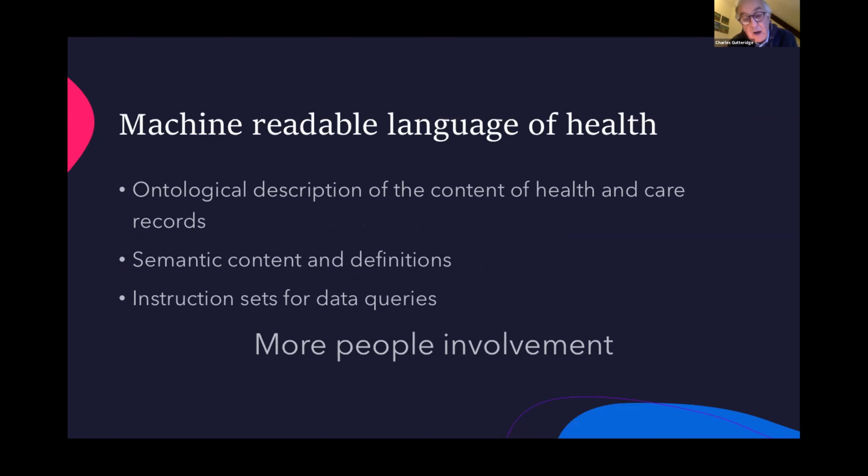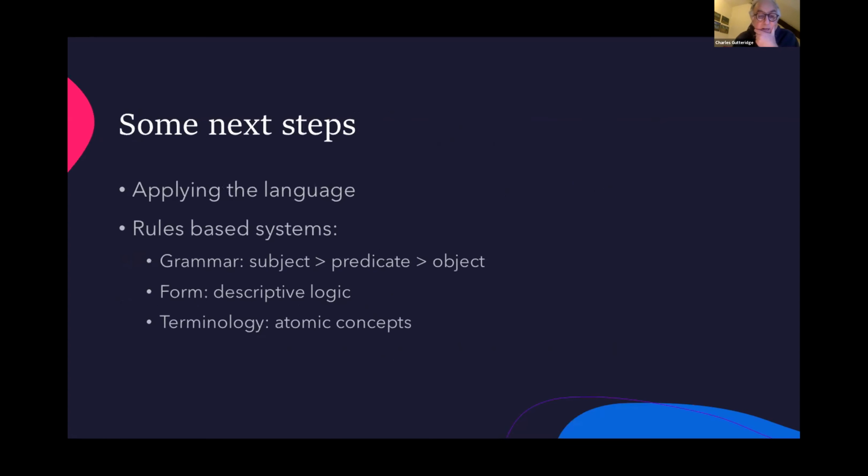We do, I think, all agree again that we need a machine readable language for health, but trying to get over to ordinary people what ontological description of the content of health and care records means is hard. It's hard enough for me and you, but it's really hard for ordinary people. And trying to take us all along that journey to understand why it is safe to use data in this way is one of the challenges of our age, I think. So here are some next steps in applying that language.